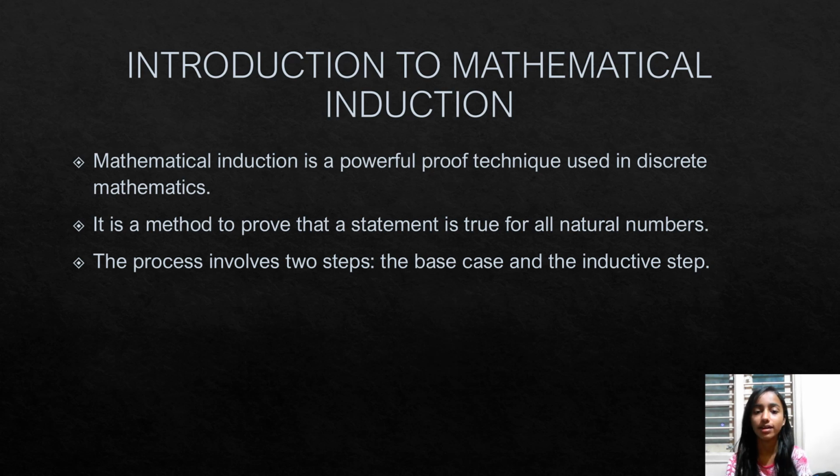Introduction to Mathematical Induction. Mathematical induction is a powerful proof technique used in discrete mathematics to show that a statement holds for all natural numbers. This method involves two main steps: the base case, which establishes the truth of the statement for the smallest value, and the inductive step, which shows that if the statement holds for an arbitrary value, it must also hold for the next value. Together, these steps prove the statement.